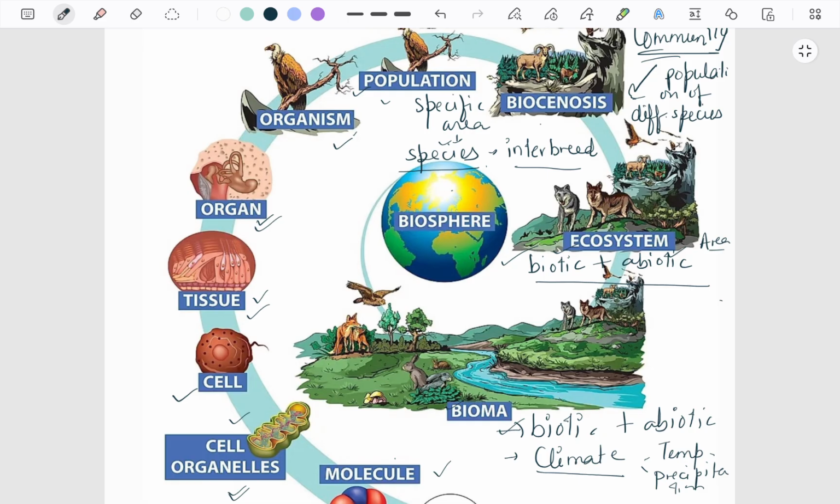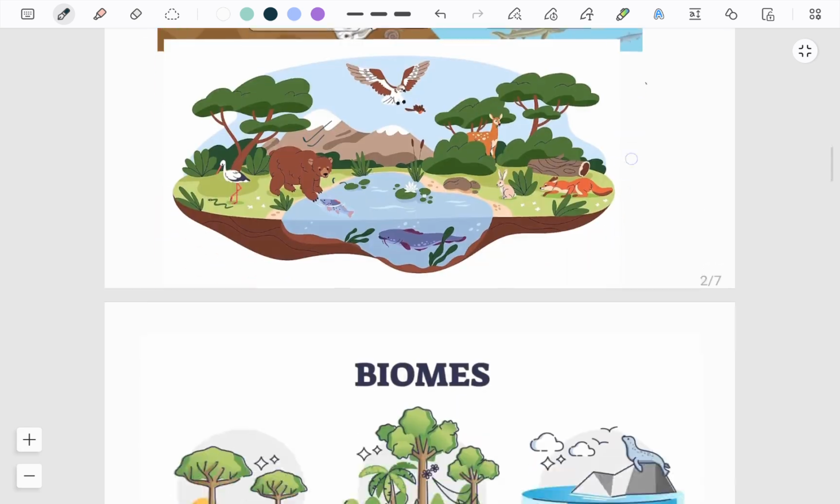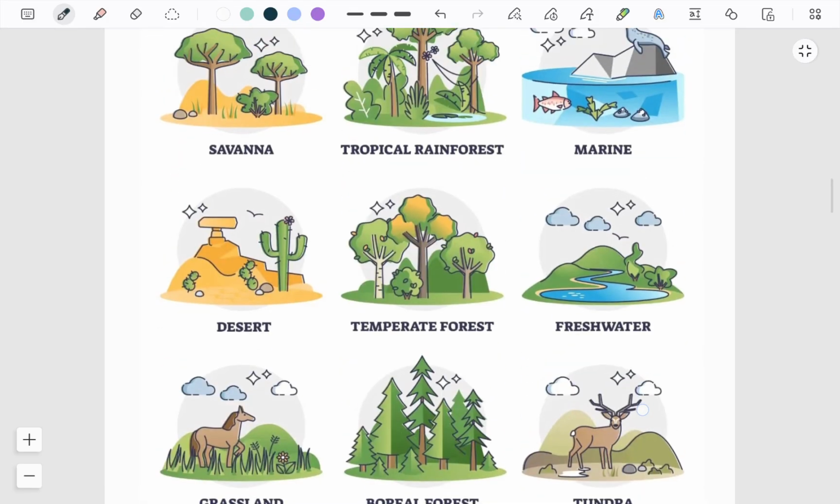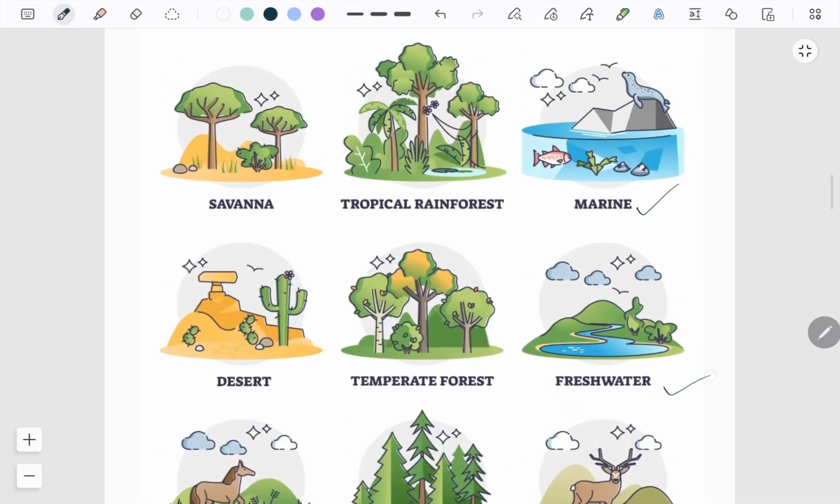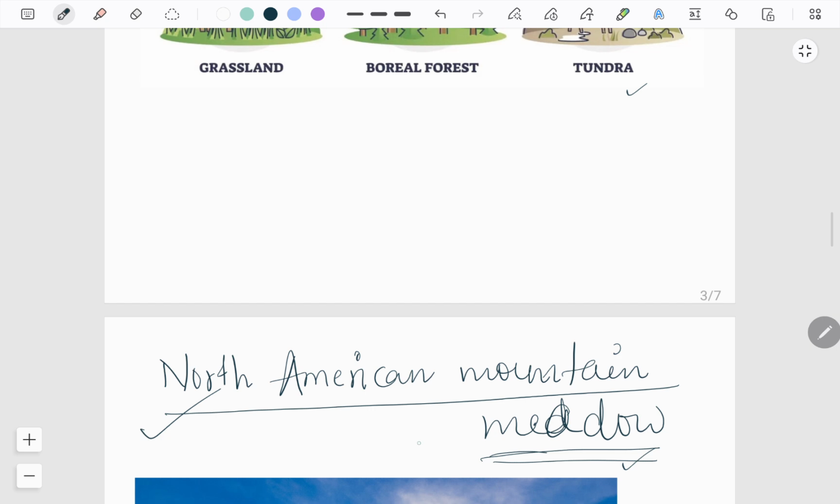So there can be different biomes. Ecosystems are a part of biomes because they are in a particular given area. There can be different types of biomes, right? Okay, you can see marine biome, freshwater biome, which can be rivers, ponds, right? Tundra, it is the one having cold climate. And for example, if I say alpine tundra, it is having mostly grasses. Alpine tundra is on the mountains.